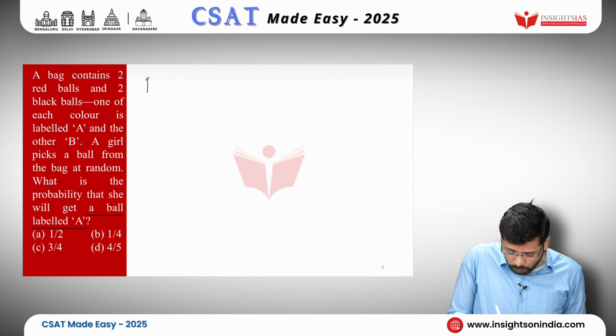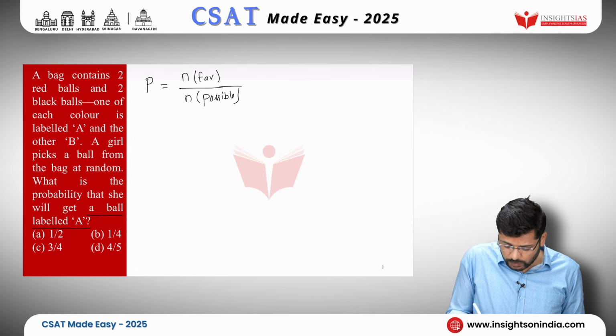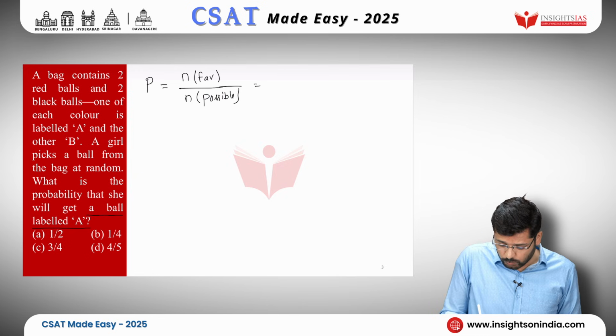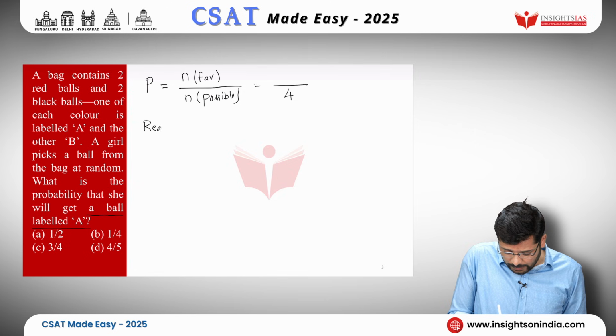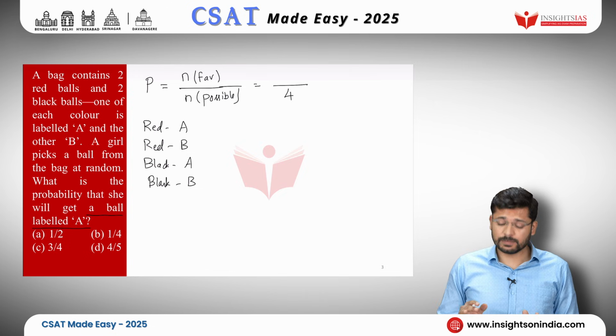Okay, we will use the same formula to answer this one also. Number of favorable outcomes divided by number of all the possible outcomes. In this, how many outcomes are possible? Once again, she is picking only one ball, right? There are 4 balls. So, totally there are 4 possible outcomes. The same ones: red A or red B or black A or black B. These are the 4 possibilities. Yes. So, the number of possible outcomes is 4.